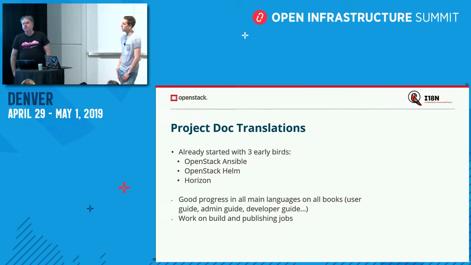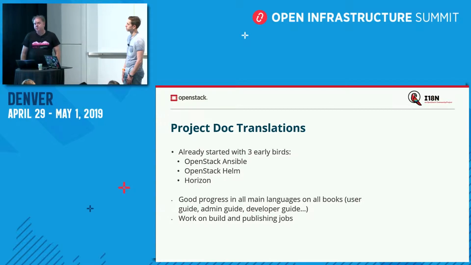Project doc translation was the main thing in the last cycle, to make documentation for projects available in different languages. We had 3 early birds: the first was the OpenStack Ansible project, then OpenStack Helm, and the Horizon documentation. Horizon we already have in the translation platform, but the documentation is new. We had good progress in all main languages on all these books.